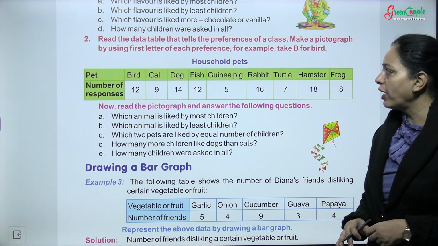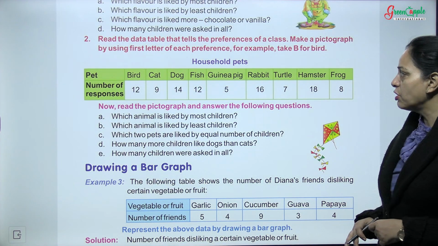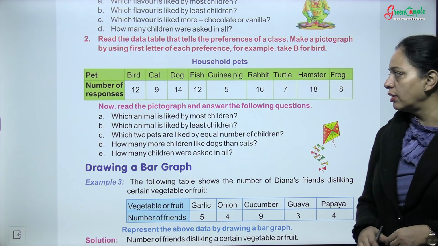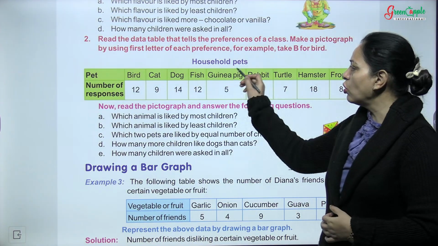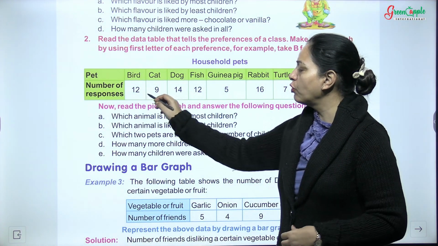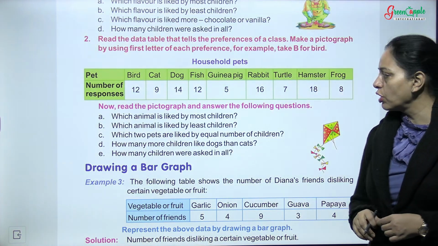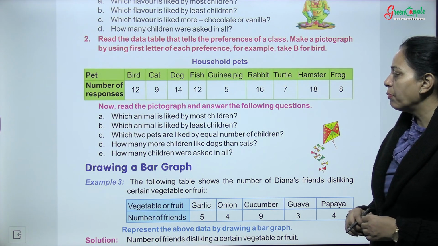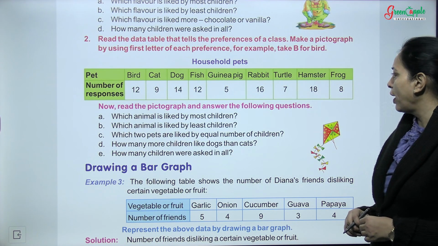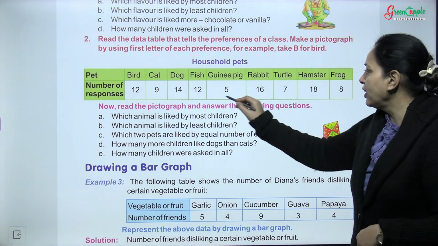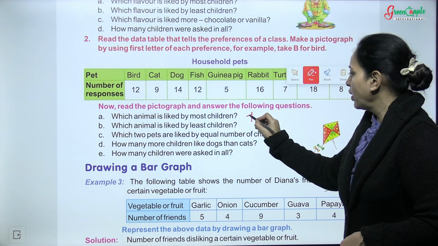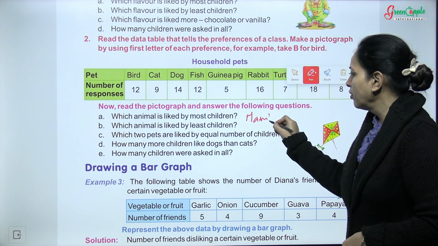Now the second one, read the data table that tells the preferences of a class. Make a pictogram by using the first letter of each preference. For example, take B for bird. Now see this, household pets, pets given, number of responses. So now you can draw the pictogram and answer these questions. Which animal is liked by most children? So by most, which one is the highest number? 18. So hamster. So write the answer here.